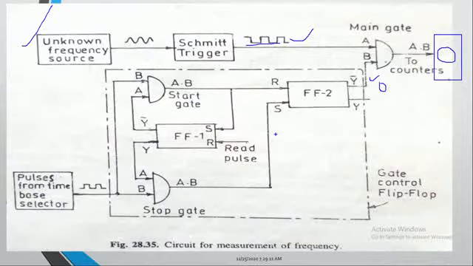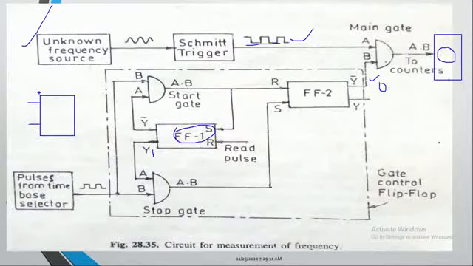In order to realize this concept, I have two flip-flops. Initially, I'm assuming that this particular flip-flop output is 1, or I can say that flip-flop 1 is set. Set is nothing but the 1, reset is nothing but the 0. When the flip-flop output is set, if you want to remember, the block diagram of the RS flip-flop.